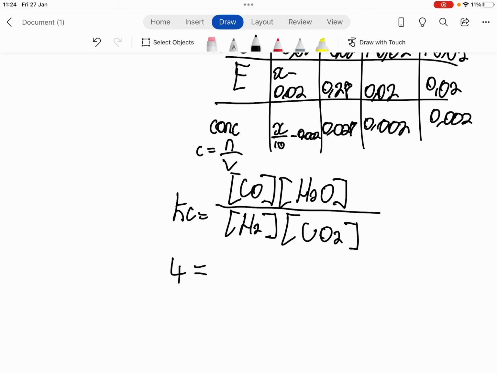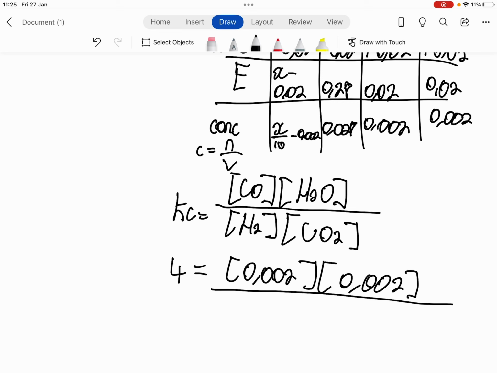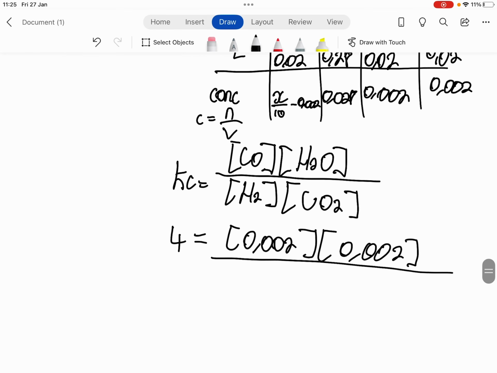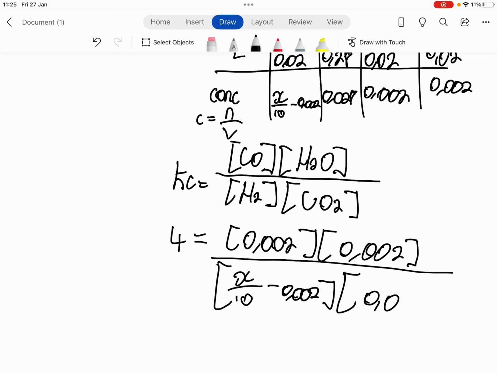So 4 is equal to the concentration of CO, which is 0.002. The concentration of H2O is the same. And the bottom of this is going to be H2, which we're trying to look for. So it's x divided by 10 minus 0.002.